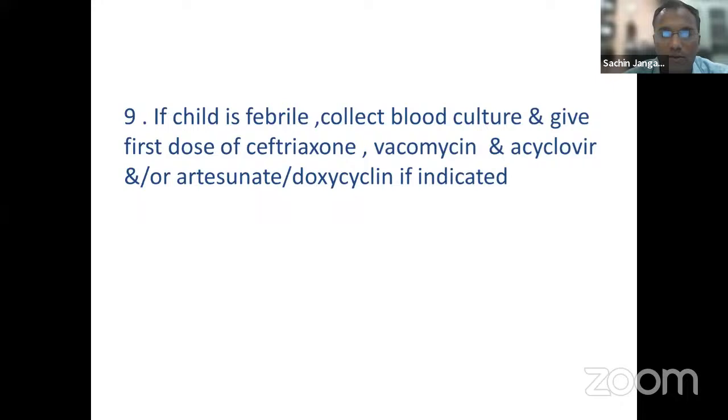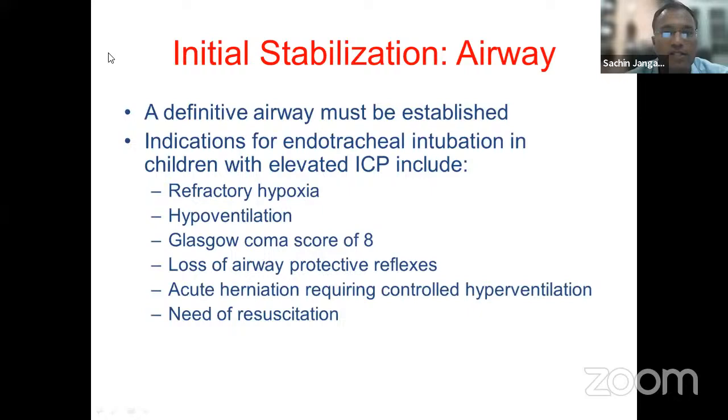So, initial stabilization. What are the indications for endotracheal intubation in the emergency room where we suspect raised ICP? If there is refractory hypoxia, if the child is hypoventilating, if GCS is less than 8, if there is loss of airway reflexes, if there are signs of acute herniation which require transient controlled hyperventilation, or if the child is in shock and requires resuscitation.